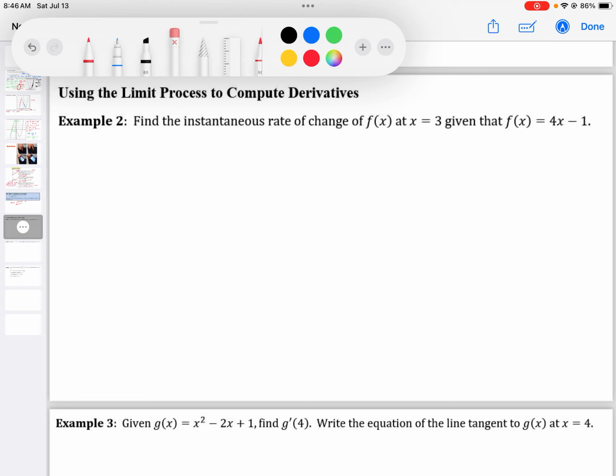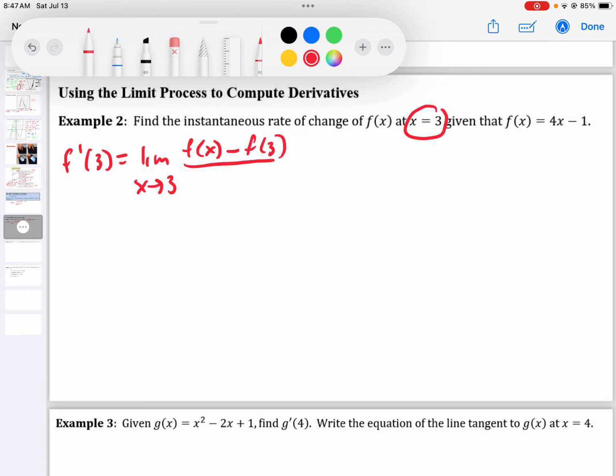So find the instantaneous rate of change of the f function at x equals 3. So it matters where. It matters if we're doing this at x equals 3. If we're doing this at x equals 2, we would get a different derivative, a different slope of a tangent line. All right, so how do we do this? f prime of 3 is equal to the limit as x approaches 3 of f of x minus f of 3 over x minus 3.